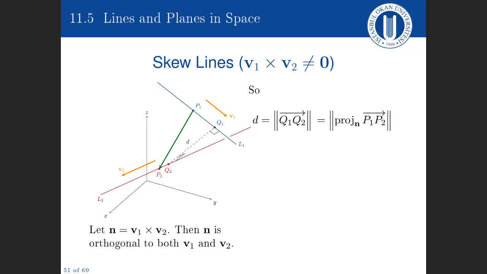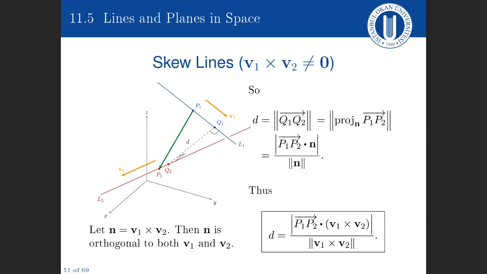So the vector from Q1 to Q2 must be the same as the vector projection of the vector from P1 to P2 onto the vector N. In this picture, the vector N is roundabout here, something like this. We have a formula for the projection of a vector onto a vector. The norm of this is the absolute value of P1P2 dot n divided by the norm of n.